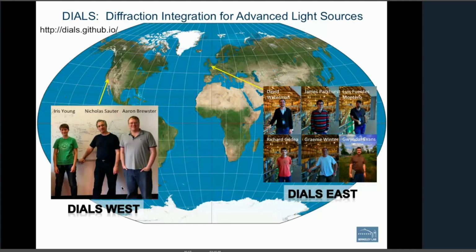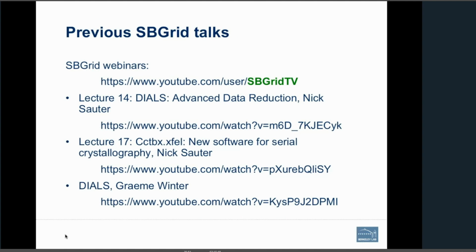Nicholas Sauter's group, including myself and Iris Young, and we're called DIALS East. And then over at Diamond Light Source in the UK, we have our lovely collaborators at DIALS East, David Waterman, James Parkhurst, Luis, Gwyndaf Evans, and Richard. And it wouldn't exist without a great deal of work and intellectual contributions from other people, including people at XDS, MOSFLM, Andrew Leslie, and so forth. So greatly appreciated.